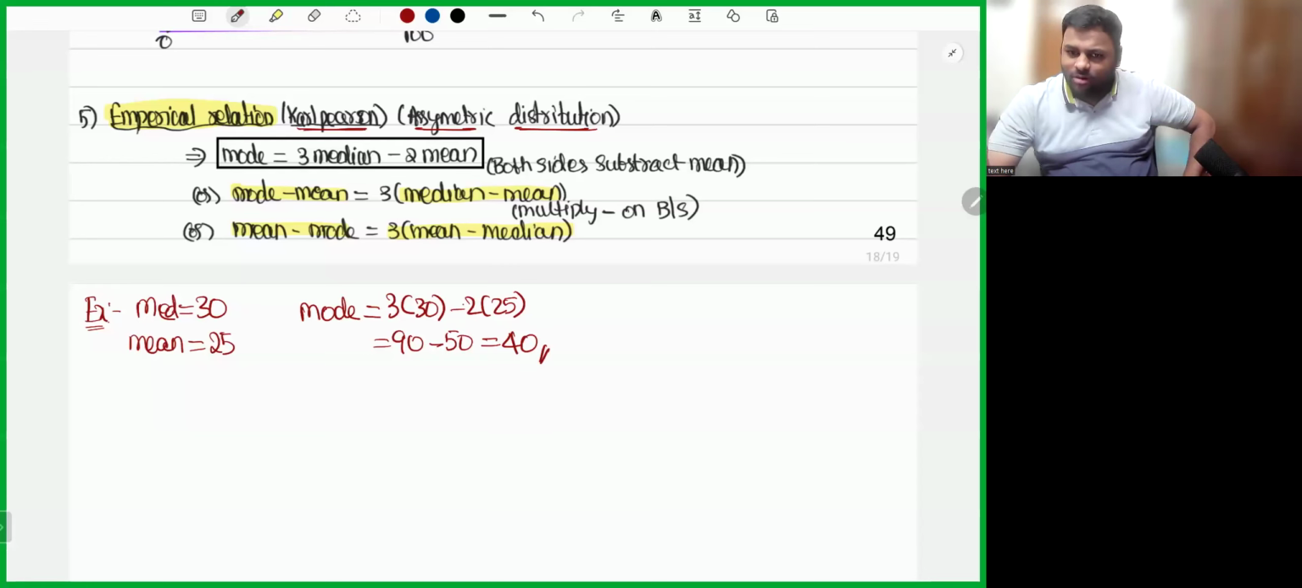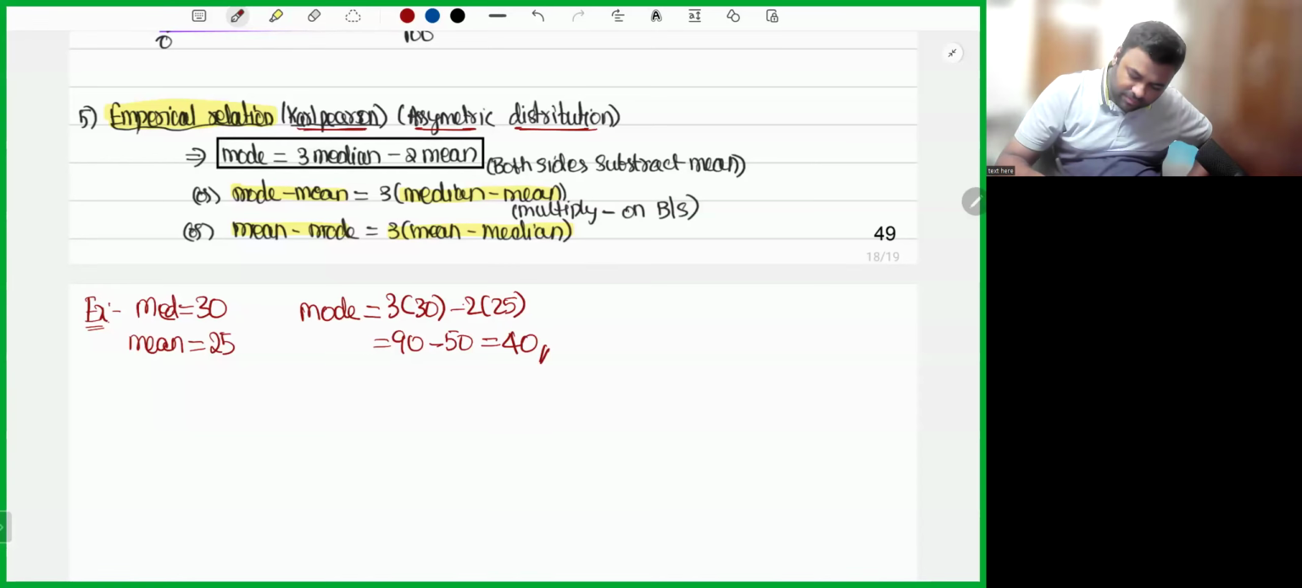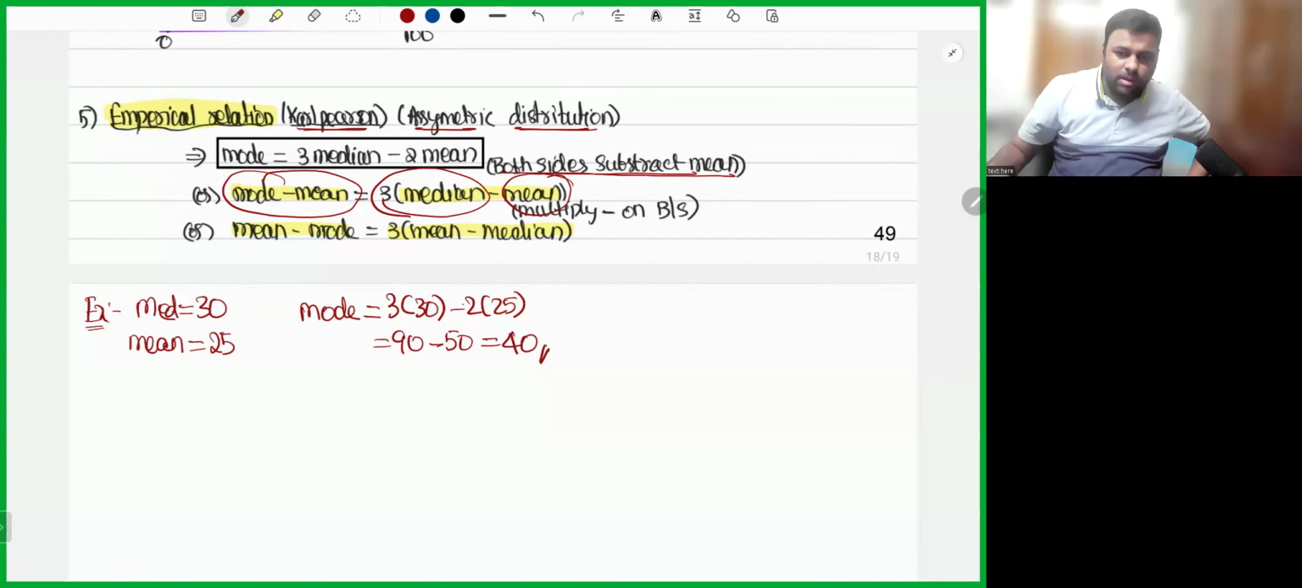Okay. There are 3 formulas. All 3 formulas are the same. If you subtract mean on both sides, it will be mode minus mean is equal to 3 into median minus 3 into mean. I took 3 common. So, subtract on both sides: mean minus mode is equal to 3 into mean minus median.